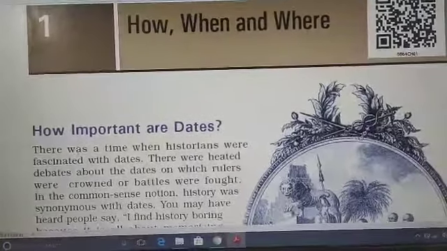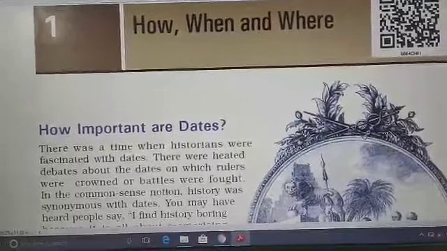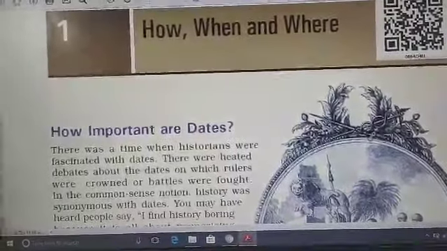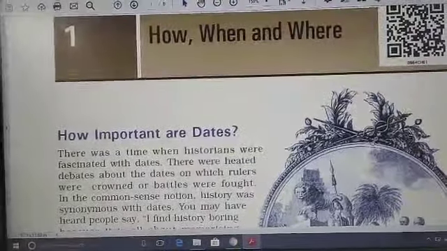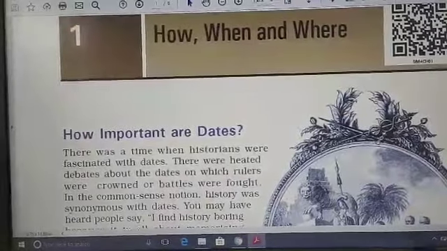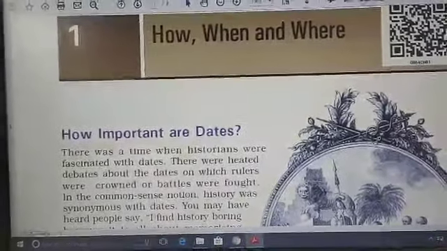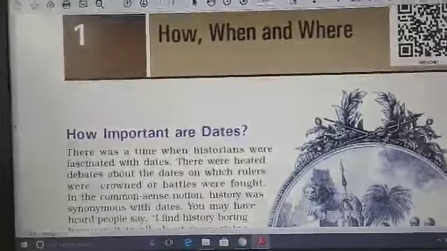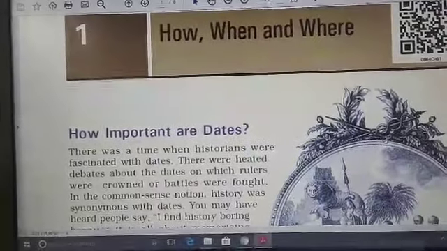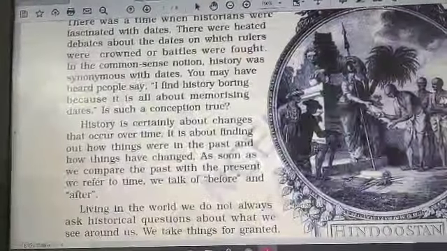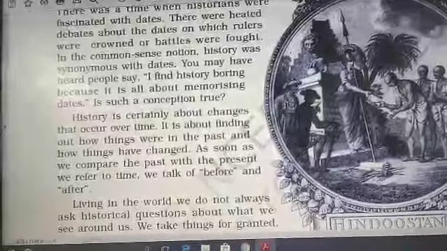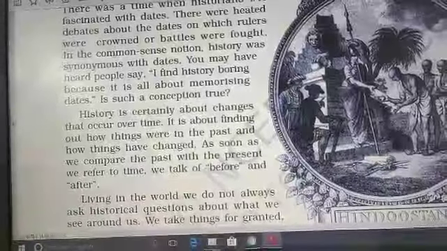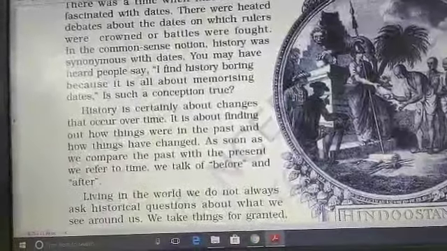In this chapter, we will talk about dates, and how dates are important for us. So, first of all, we will take this topic: how important are dates. History tells us the story of the past. History is about the changes that occur over time. It is about finding out how things were in the past and how things have changed in the present. So, in this topic, you will read about how we have compared the past with the present.